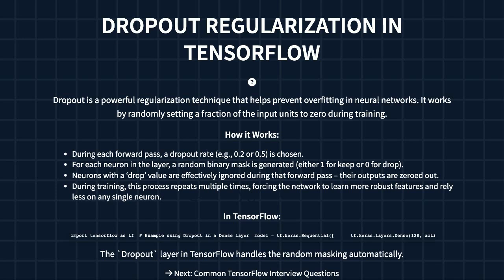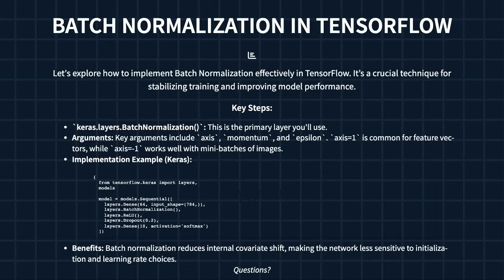In TensorFlow, it's as easy as adding a dropout layer in your model with a specified dropout rate. Okay, let's talk about batch normalization in TensorFlow, a really important concept for getting your models to train well. We'll start by using the Keras layers BatchNormalization layer, which is our go-to tool for this.